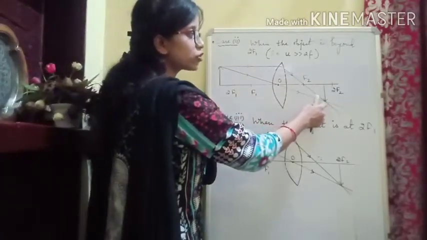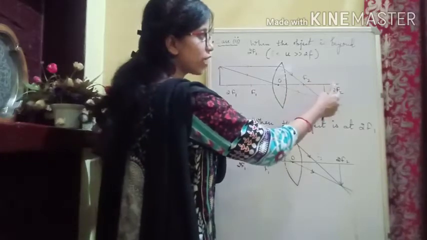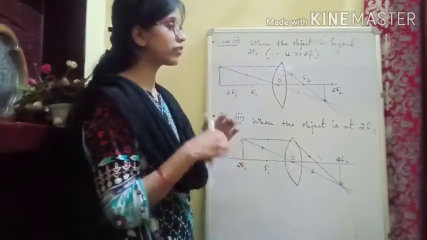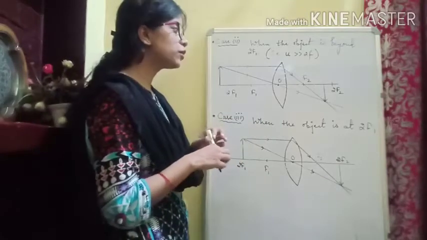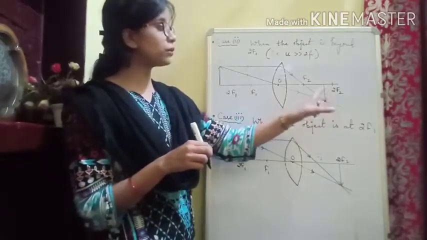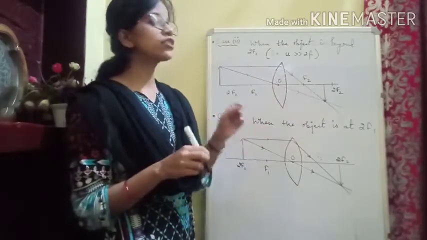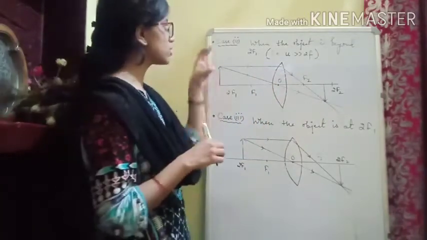So you see the formation of the image here, somewhere between F2 and 2F2, and if we characterize the image, it will be an inverted image, it will be a real image because the lines are actually intersecting each other, and it will be diminished. So this is our second case.